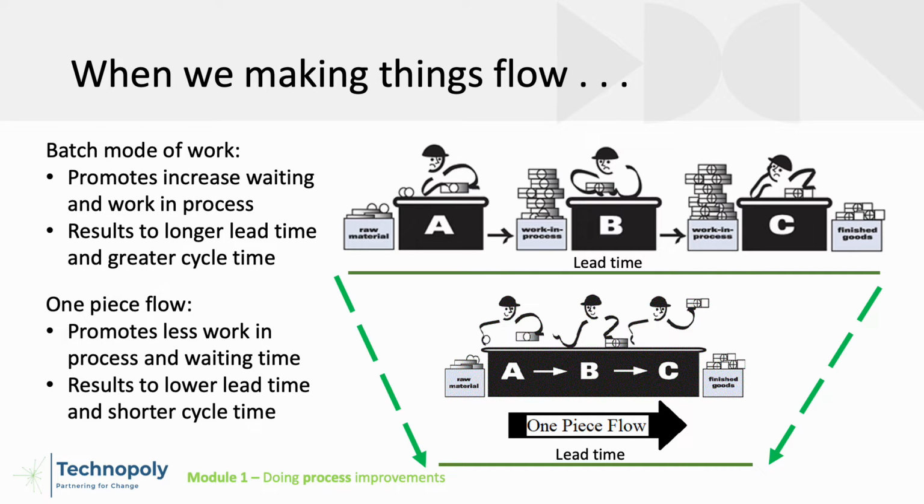When we now use these lean metrics on time, what we want to happen is to make things flow. We want to make things flow because by doing it this way, we know that the lead time can be reduced. Batch mode of work normally increases waiting time and work in process, because when you move by batch, you tend to accumulate what we call work in process, thereby resulting in longer lead time and greater cycle time. By moving to a one-piece flow, we promote less work in process and less waiting time, resulting in lower lead time and lower cycle time.